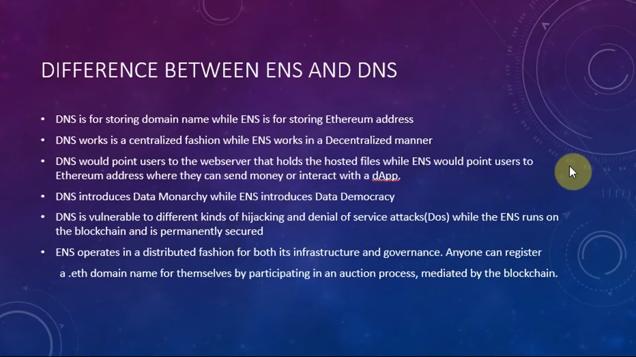while the ENS runs on the blockchain and is permanently secured. So since the Ethereum Name Service runs on the blockchain, it's permanently secured. There is no hijacking. You can't hijack it because it's not running on one single computer. And there are no denial of service attacks, because the Ethereum virtual machine is managed by different computing nodes all around the world. So you can't deny the service. You have 100% uptime. That's what it means. So in terms of vulnerability, there is a huge difference between the domain name server and the Ethereum name service.